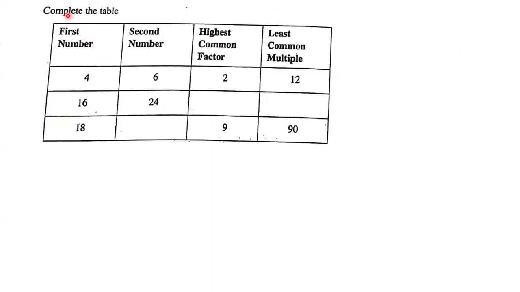Here, the question wants us to complete this table. Notice that this table is not complete, because here we have an empty space, here we have an empty space, and here we also have an empty space. So we have to complete the table.